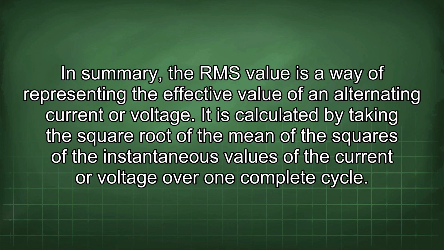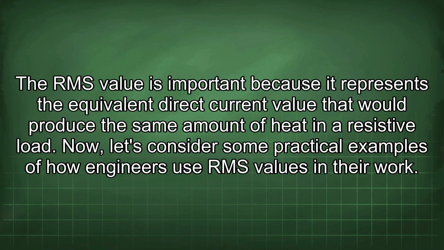In summary, the RMS value is a way of representing the effective value of an alternating current or voltage. It is calculated by taking the square root of the mean of the squares of the instantaneous values of the current or voltage over one complete cycle. The RMS value is important because it represents the equivalent direct current value that would produce the same amount of heat in a resistive load.